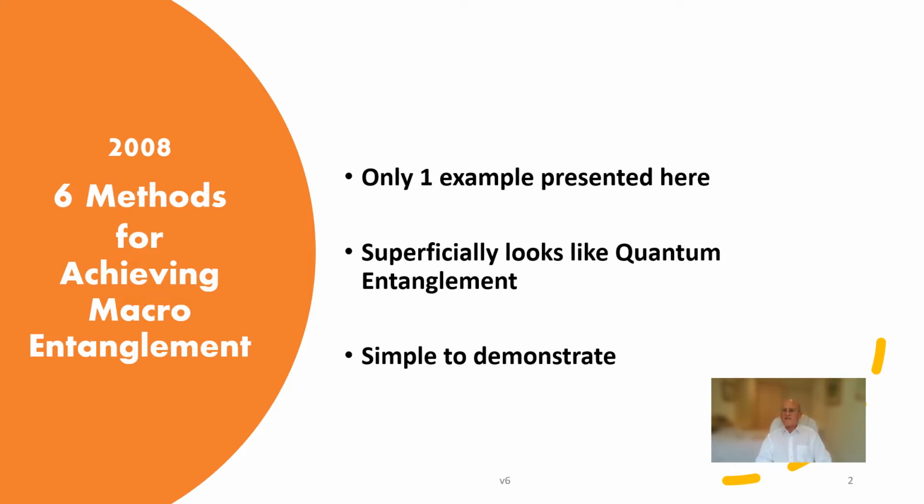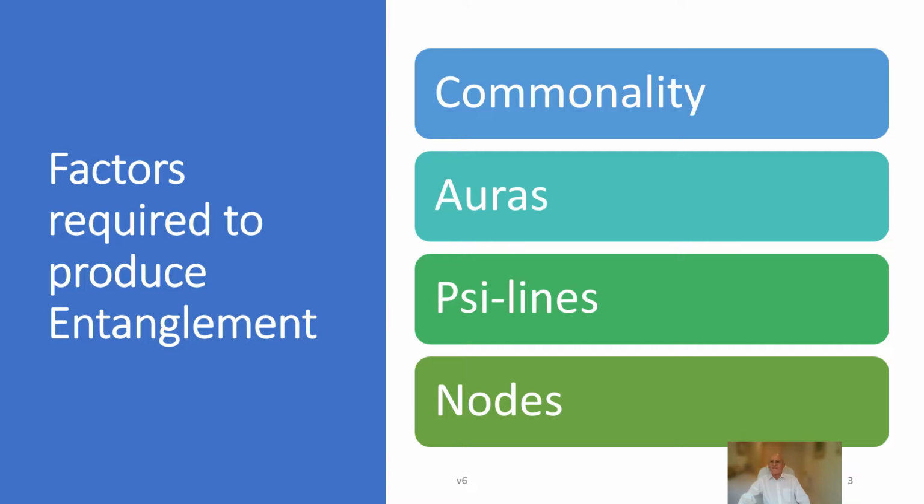Since 2008, I have published several papers showing that there are at least 6 different methods for achieving macro entanglement. This presentation selects just one of these 6. The main reason is because it is the closest to classical quantum entanglement. It is the simplest to demonstrate in this presentation. There are 4 factors involved in creating macro entanglement. Let's take each one of these in turn, starting with commonality.